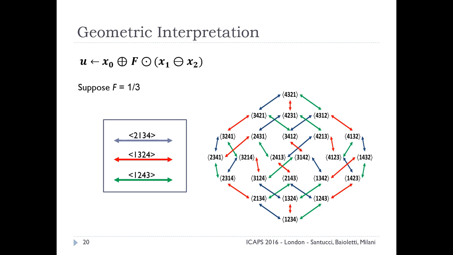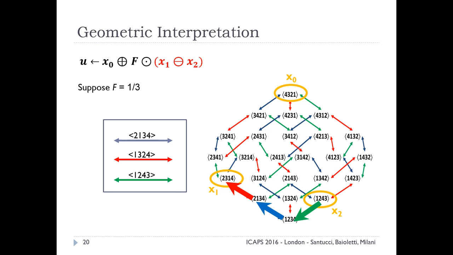Okay, let me give a geometric interpretation of this process. We want to generate U, and we know x0, x1, x2. Suppose x0, x1, x2 are these 3 permutations here. This is the search space, also known as permutaedron, the Cayley graph. And the arcs have a color depending on the generators.